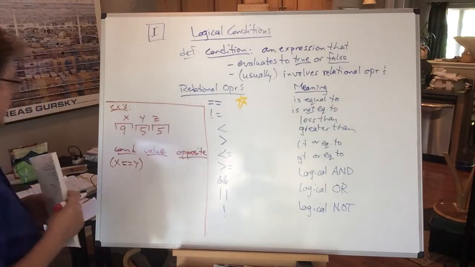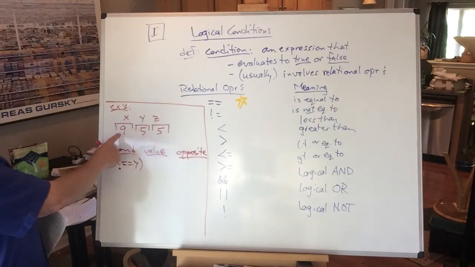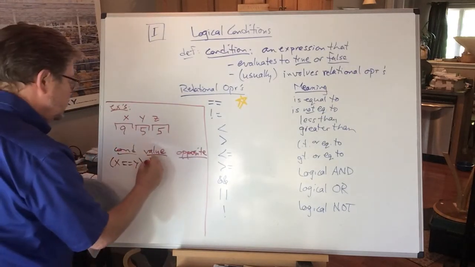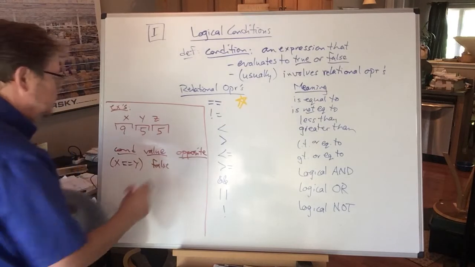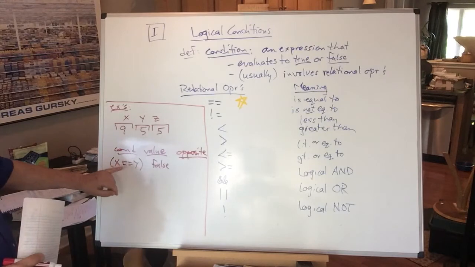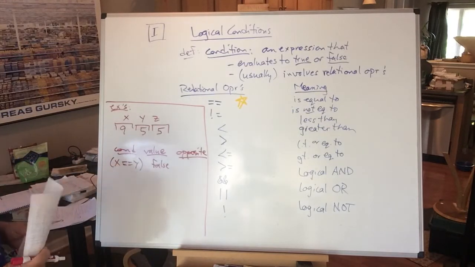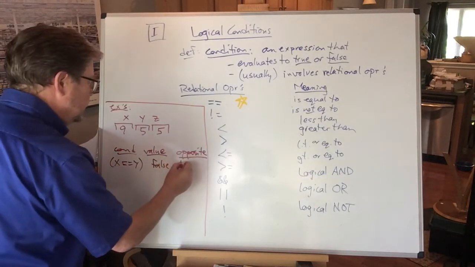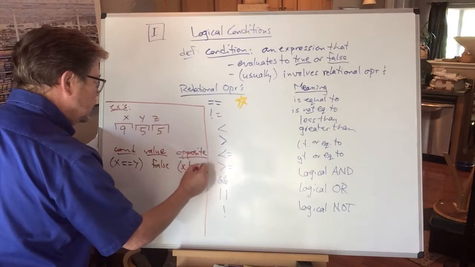There we go. Is x equal to y? Well, the current value of x is 9, y is 5, so the value is false, F-A-L-S-E, lowercase letters. The logical opposite, I need a condition that's true whenever that one's false, and false whenever that one's true. The logical opposite would be x not equal to y.